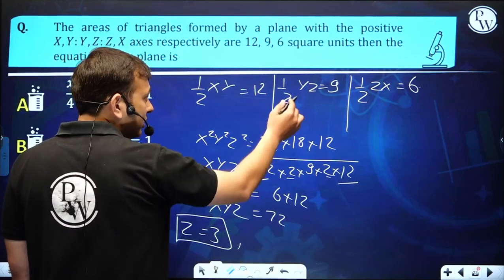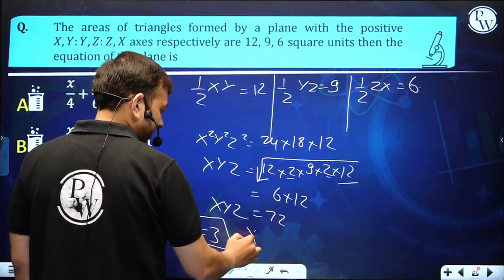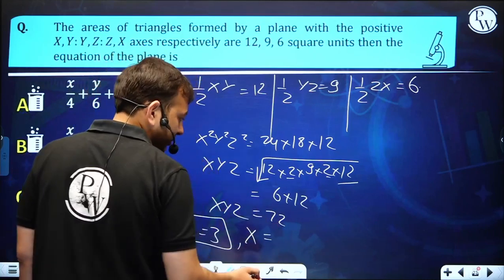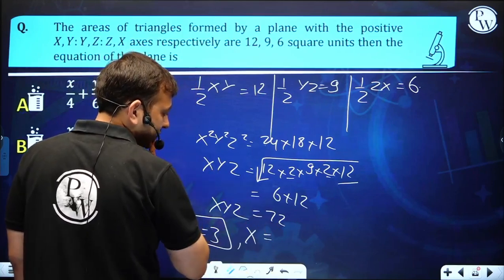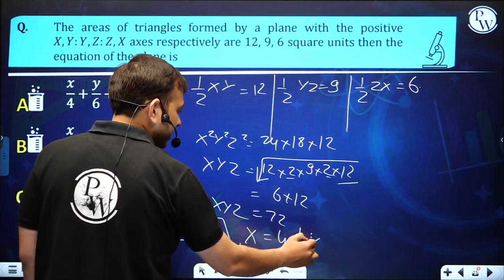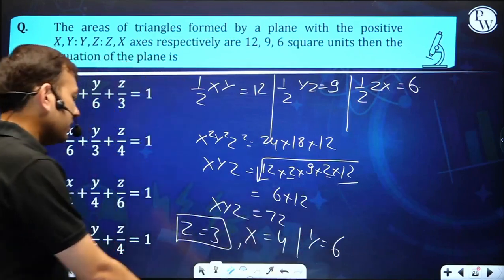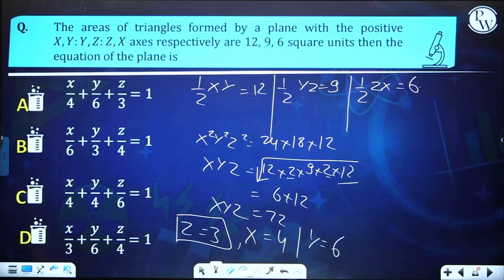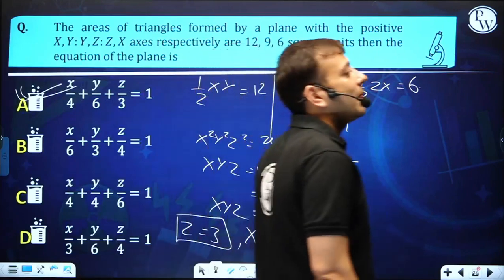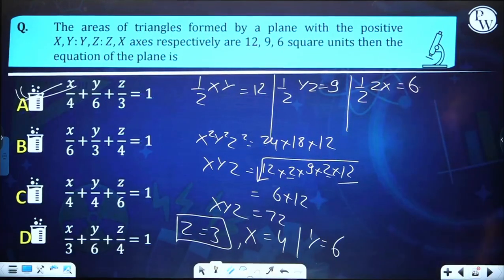Then YZ, 18. If you divide by 18, X is equal to, 4 8s are 32, 40 plus, yeah, so X is 4. And then in the last, Y will be 6. So, 4, 6 and 3, first option. They have given the area of the triangle, which is half base into height. So, every time we are doing that. Understood? I hope this is clear.